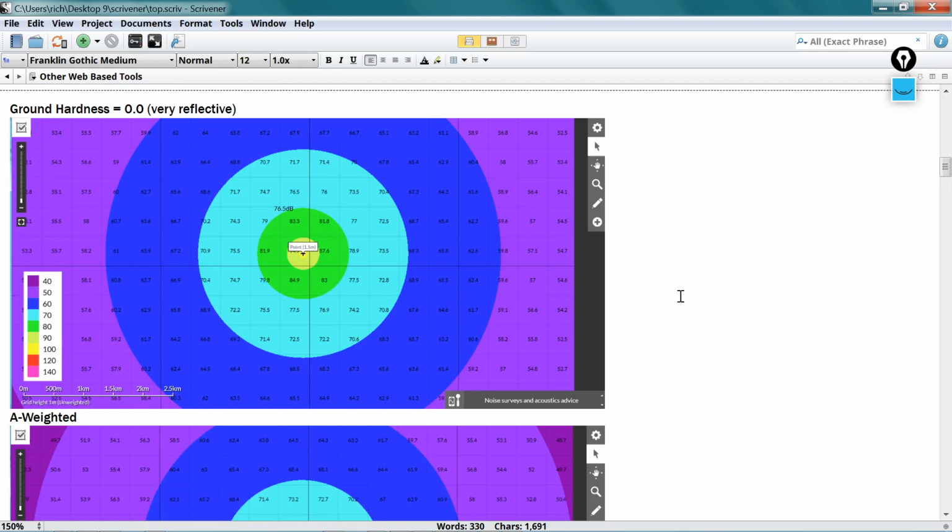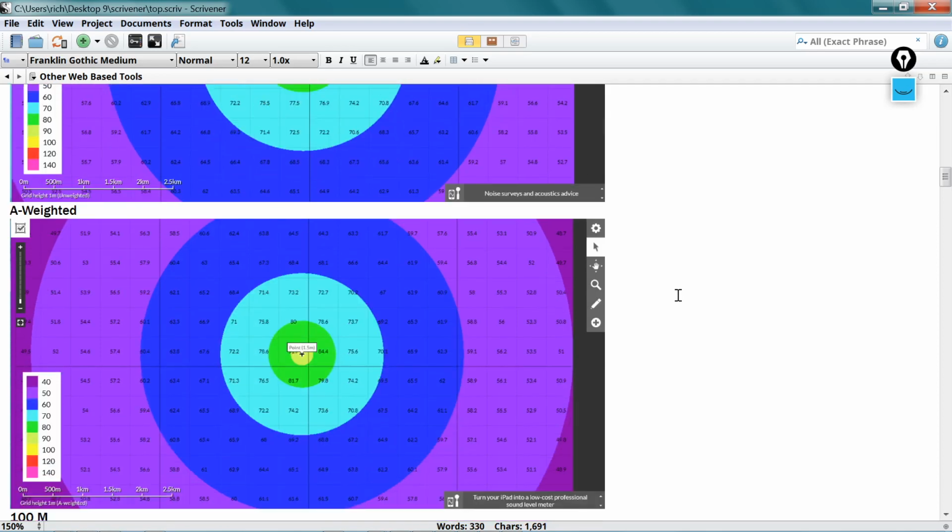And then the second picture is after we applied A weighting, which, as you can see, for a shooter on the ground, when you apply A weighting to the signal, it shrinks, meaning that the sound, having been adjusted to what the human ear might think is the intensity, has smaller concentric circles.